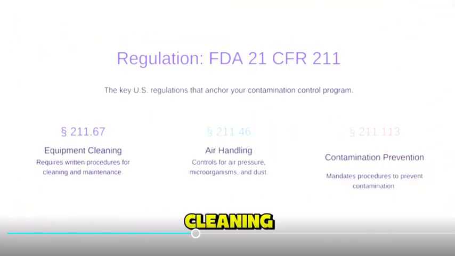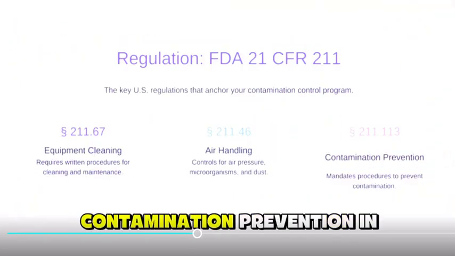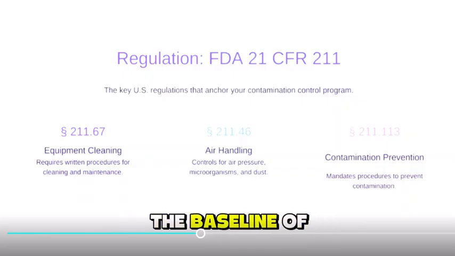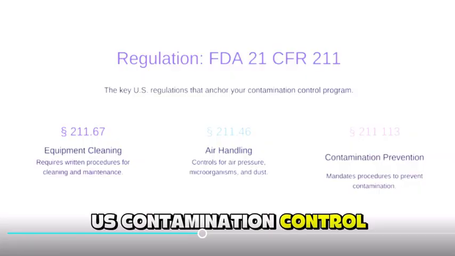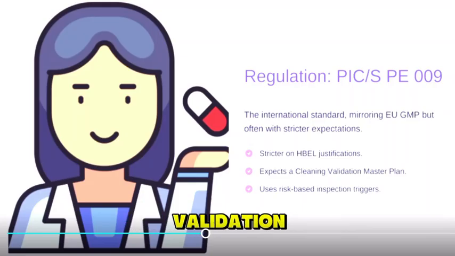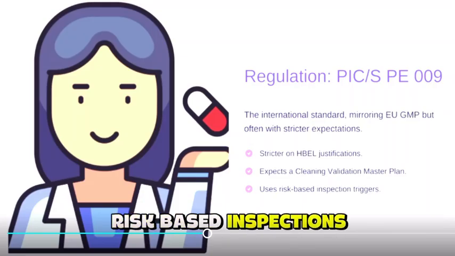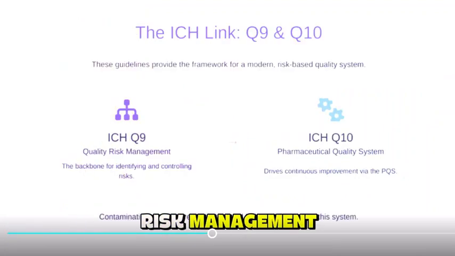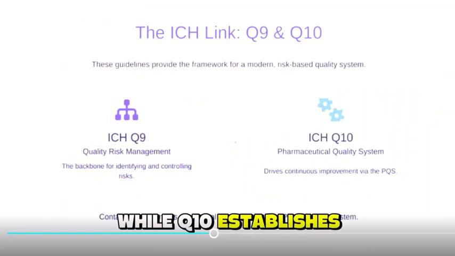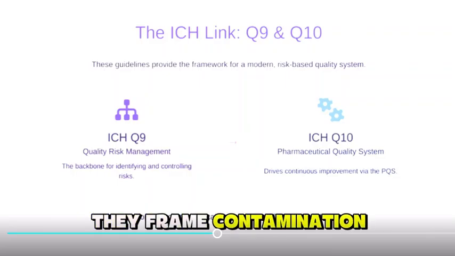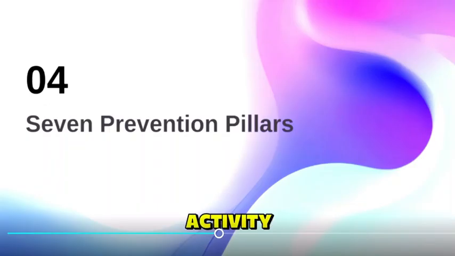The FDA outlines cleaning, air handling, and contamination prevention in CFR 211. These sections form the baseline of U.S. contamination control. PIC/S adds further rigor, requiring a cleaning validation master plan and risk-based inspections. Sites must be prepared for deeper scrutiny. ICH Q9 introduces risk management, while Q10 establishes a pharmaceutical quality system. Together, they frame contamination control as an ongoing life cycle activity.